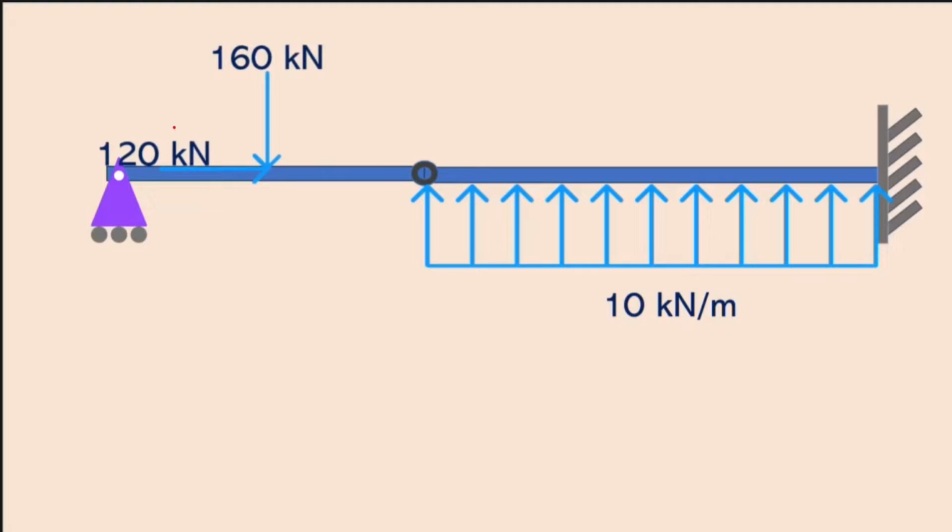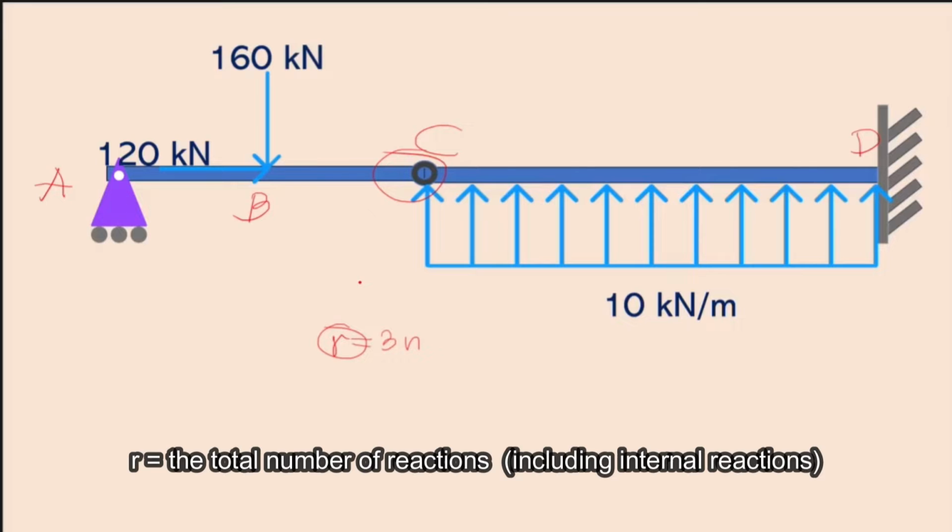And then first, let's try to isolate this segment. Let's say this is A, and then ito is B, and then this is C, and then this is D. Now since meron tayong internal connection, itong internal pin or hinge, we will actually isolate the two segments. Kasi this is our first member, and then ito naman, this is our second member. But first, let's try to check the determinacy. Diba, we have our equation which is R is equal to 3N. Now, our R is the total number of reactions. And so, diba, dito sa roller, we have one reaction which is vertical. So, let's say this is AY.